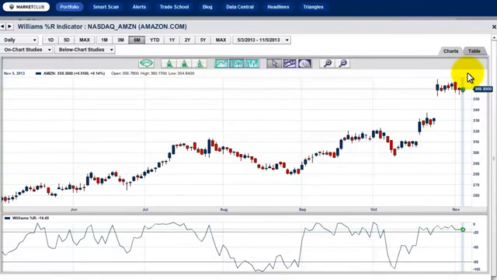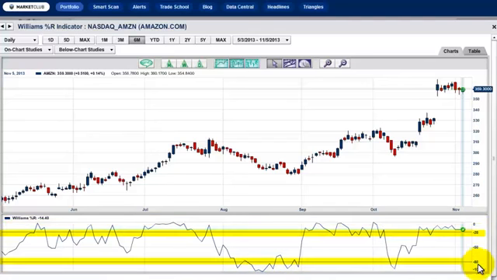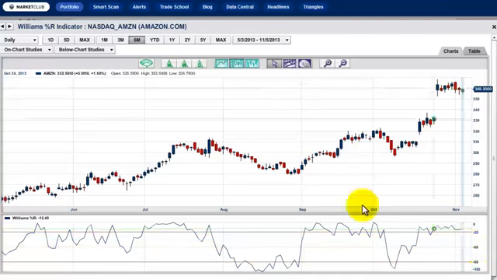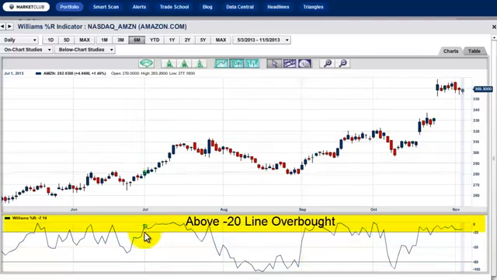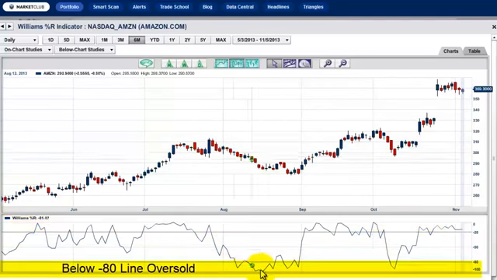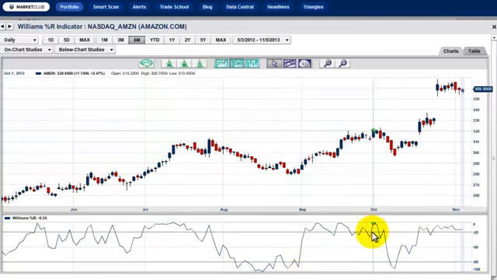Now, as you can see, the oscillator below goes from 0 right here down to minus 100, and we have some lines in there, the minus 20 and the minus 80 and the minus 50, which is the midpoint. These are all important lines, and we'll be talking about those in just a moment. But typically, when the market is above the minus 20 line, it's overbought, and conversely, when it's below the minus 80 line, it's oversold.